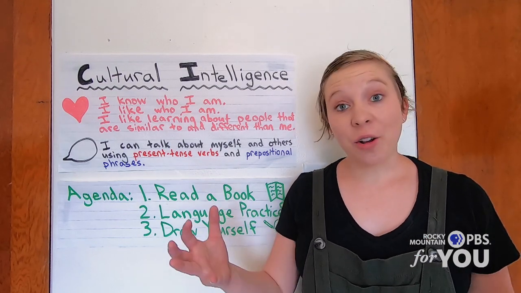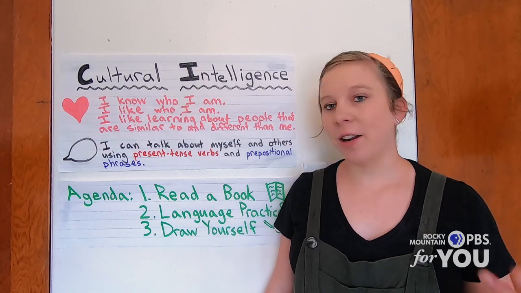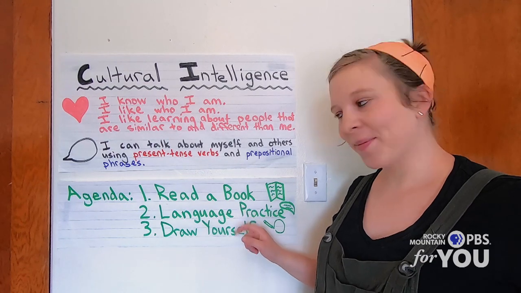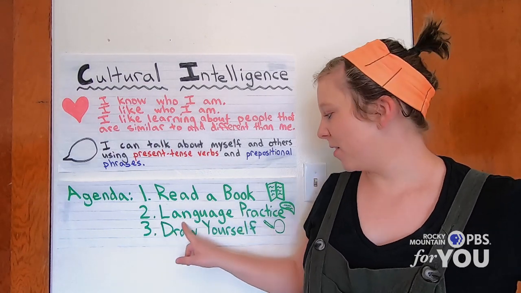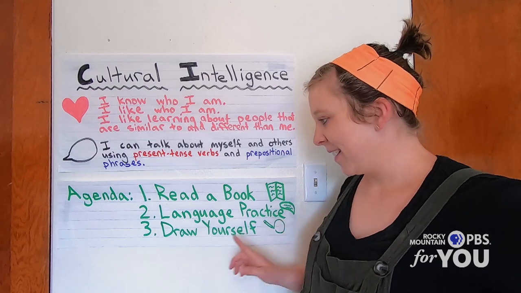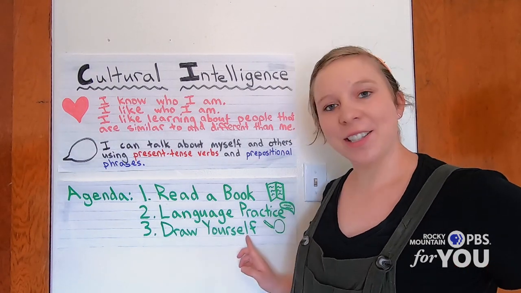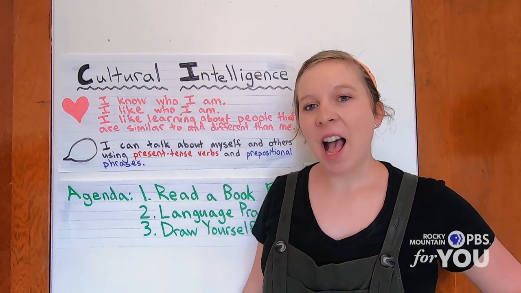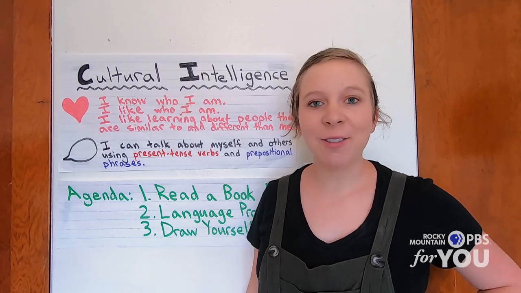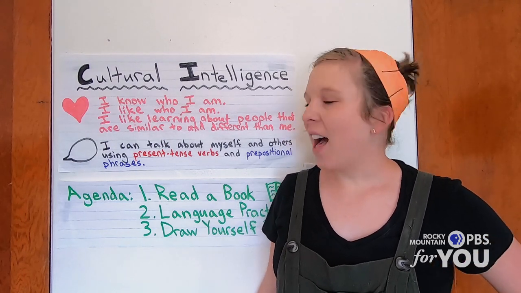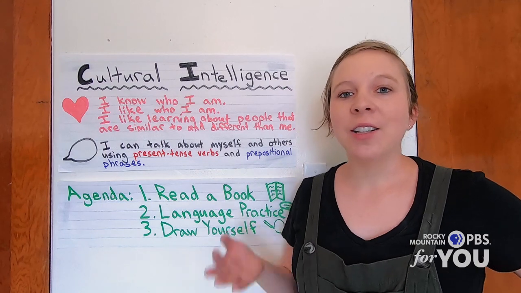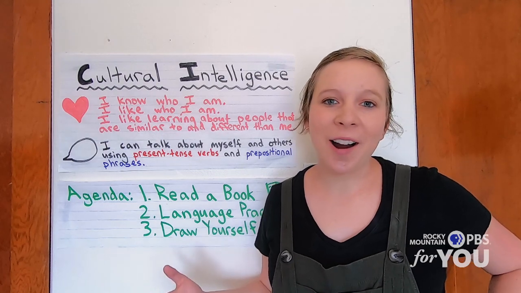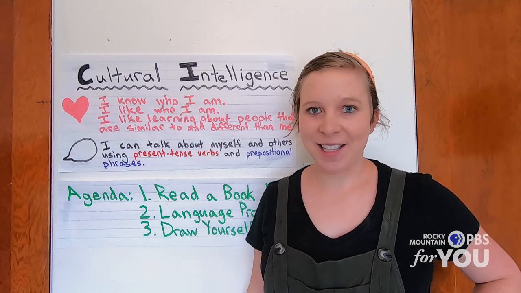Okay, so that's a lot to learn, and we are going to do it in 3 steps. First, we're going to read a book. Then, we're going to do some language practice. And last, you're going to draw yourself with me. By the end of this lesson, I hope you know what it means to have cultural intelligence. I hope that you know who you are, you like who you are, and you know and like who other people are that are similar to and different than you.